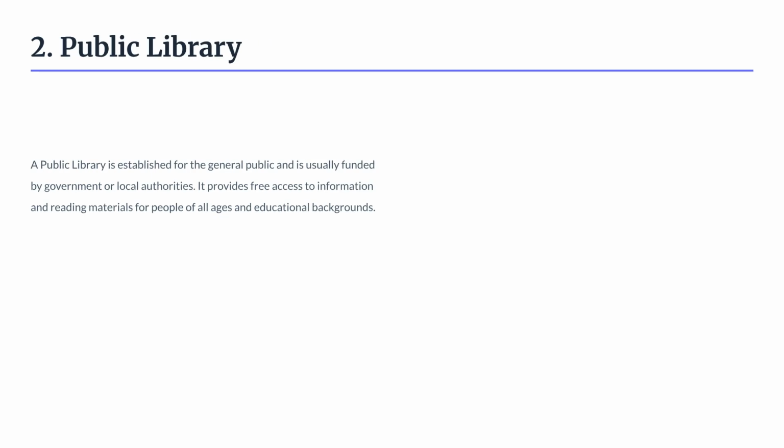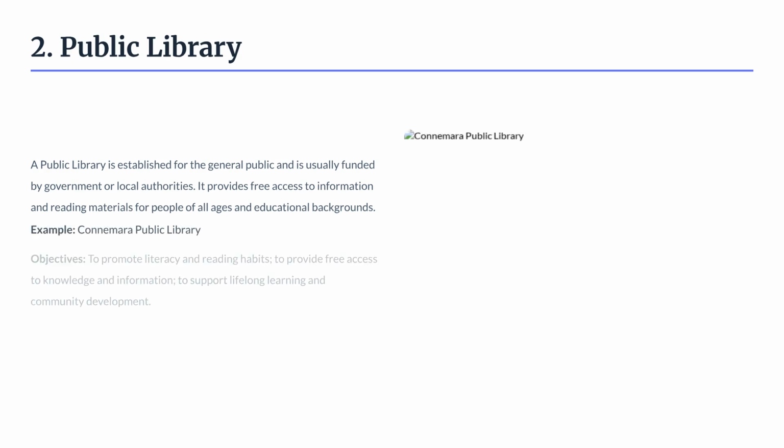A public library is a community-focused institution established for the general public, usually funded by government or local authorities, to provide free access to information for people of all ages and backgrounds. As seen with the Connemara Public Library, its main objectives are to promote literacy, encourage reading habits, and support lifelong learning and local community development.